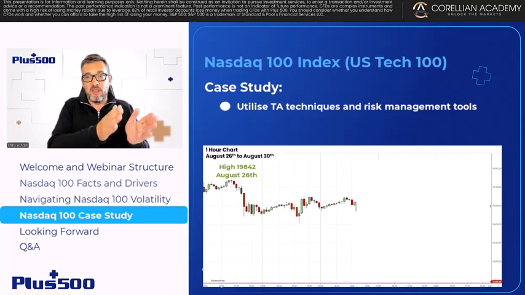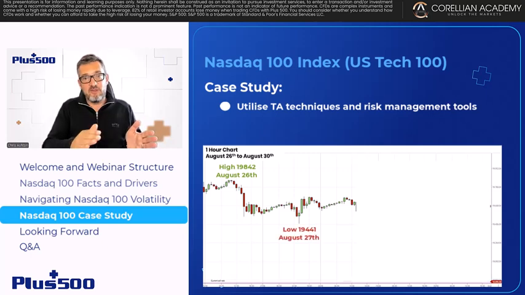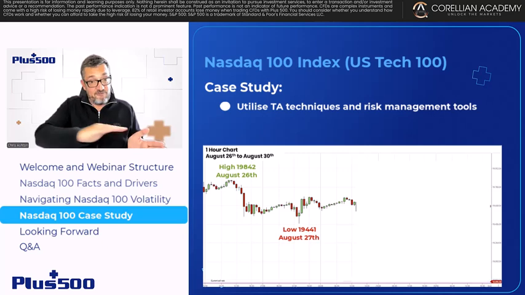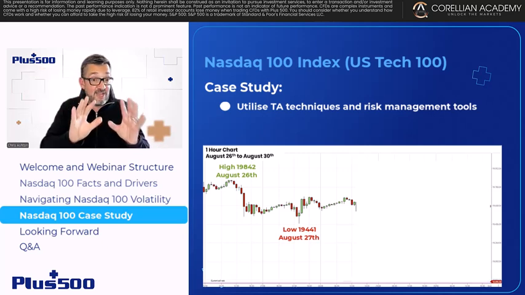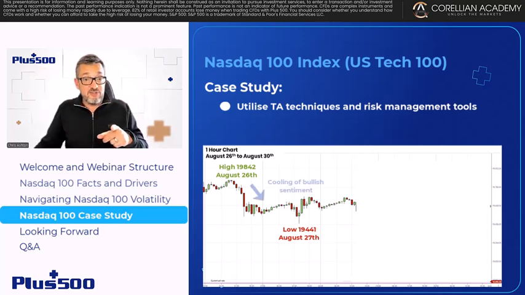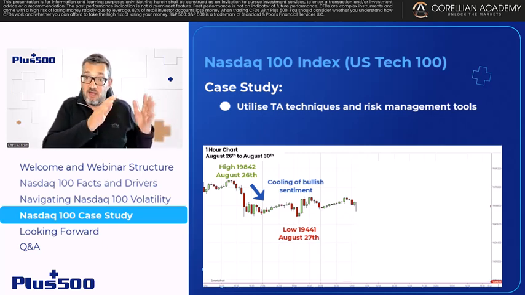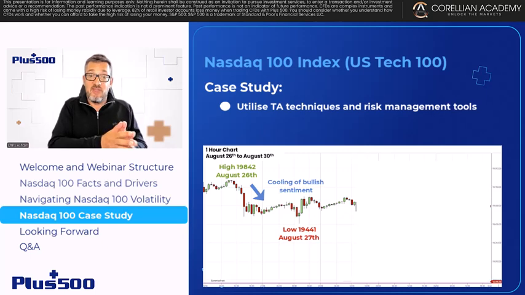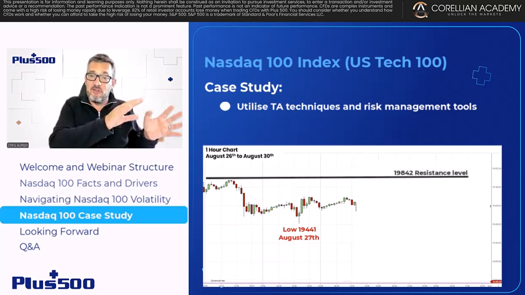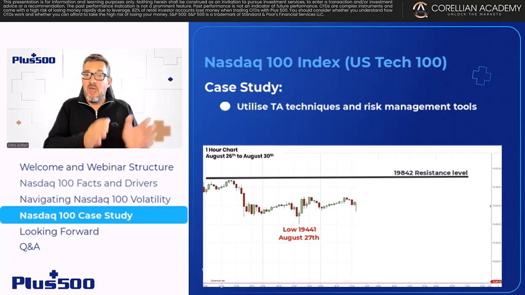19,842 on Monday, August the 26th, from which the market sells off to a low of 19,441 on Tuesday, August the 27th, before bouncing again. Now, I have identified two things. The bullish sentiment of the previous 3 weeks has started to cool ahead of the NVIDIA earnings release, and I have found the resistance level at 19,842, a level that stopped buying on a previous occasion and a level I hope will hold further buying on any other moves higher.